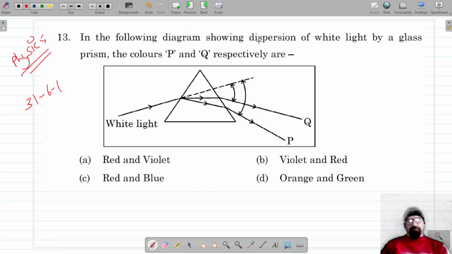In the following diagram, we're showing dispersion of white light by a glass prism. The colors P and Q are represented as, and we know that the acronym for the colors is VIBGYOR, which is violet, indigo, blue, green, yellow, orange, and red, dispersed from white light. So P is V and Q is R. The question asks for the colors of P and Q, so that means it's option B.